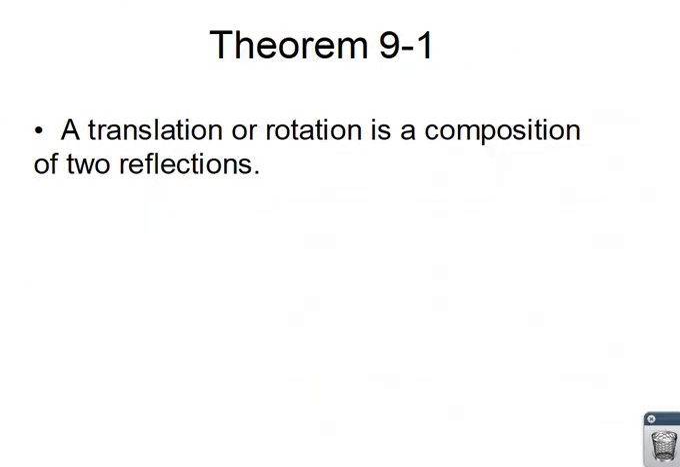Okay, some theorems to go through. These are kind of quick theorems, but they're kind of important as well. First one, a translation or a rotation is a composition of two reflections. So it's saying if you have a translation, you could flip the shape twice and get the same result. Or a rotation, you could flip the shape twice and get the same result.